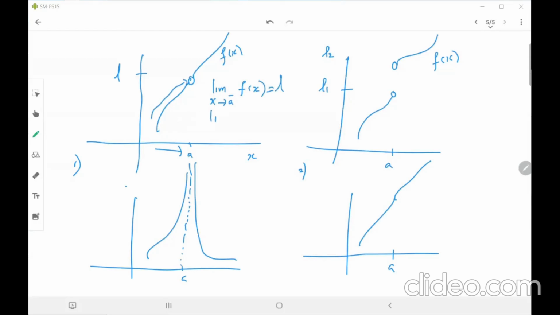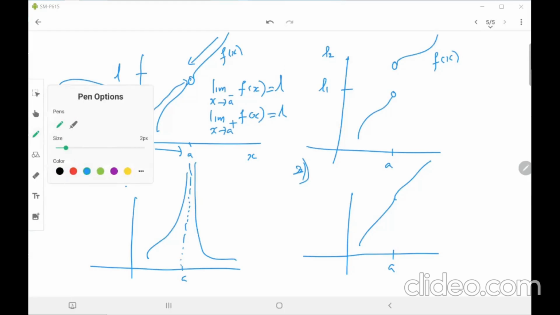I find the limit as x tends to A plus of f of x. That is also L, approaching A from the right side. They are equal. Both are equal. So for the first graph, I can say the limit exists. This is the conclusion: the limit exists and the limiting value is equal to L. Now we take the second example.